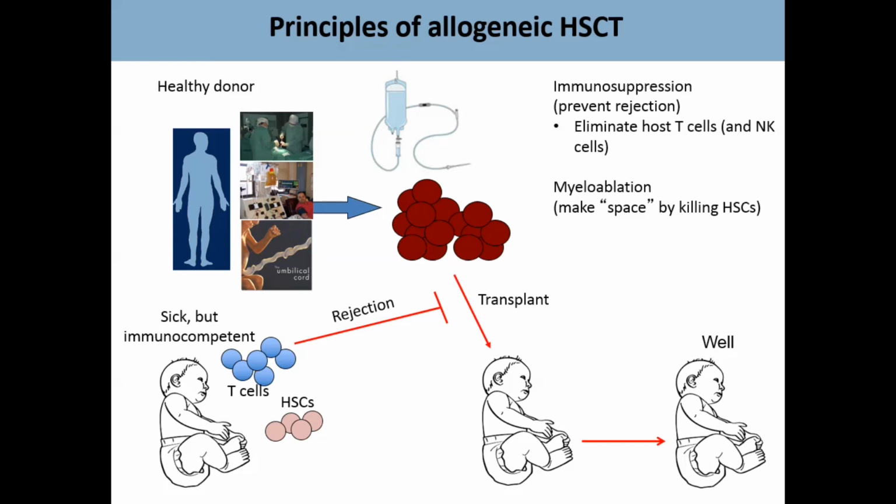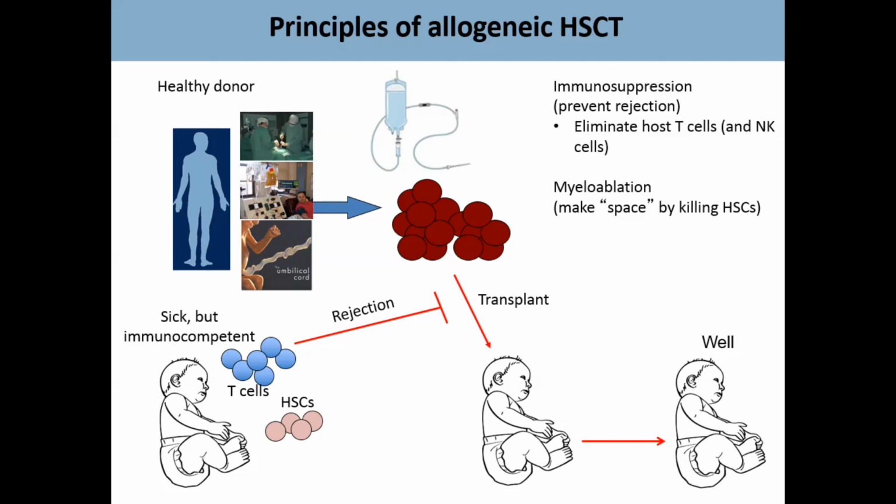the transplantation is mostly done. I mean, the largest experience is done actually in conditions other than immunodeficiencies. So let's say you have a child who has a disease that needs to be treated by transplantation, but is not an immunodeficiency. So this patient has a problem, but is otherwise immunocompetent. He's got T cells, he's got stem cells. So what you need to do the transplant is to immunosuppress the patient to prevent actually rejection. You want to eliminate the T cells and the NK cells, and you need to make space in the marrow and kill the stem cells, and you do this by chemotherapy.